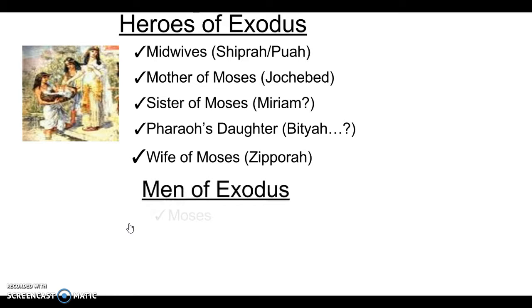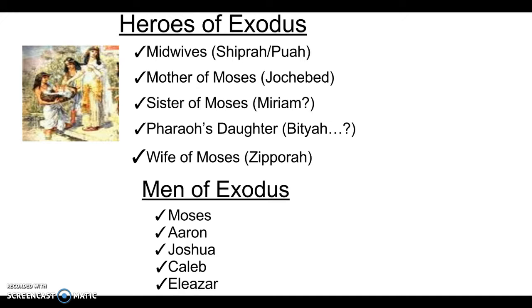And then there is a section on the men of Exodus. There are 5 men on the test. There are 7 questions. So you might ponder which 2 might be used more than once.